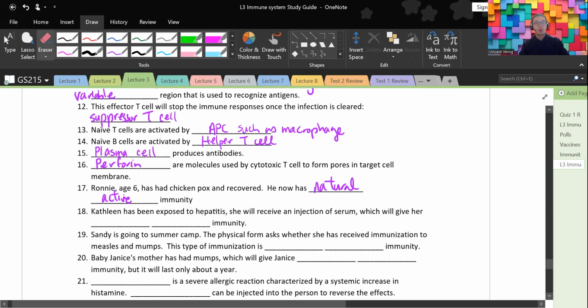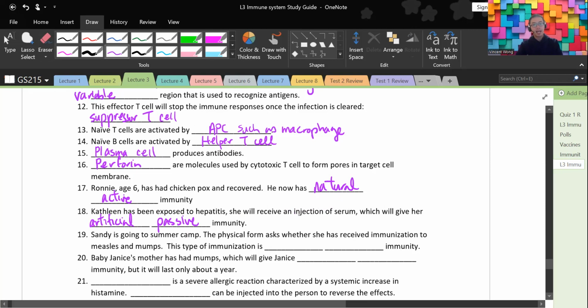Kathleen has been exposed to hepatitis. She will receive an injection of serum. So this is artificial, right? Because it is an injection. Anytime you inject anything, it's artificial. And this is passive. Right? The serum contains antibody, right?